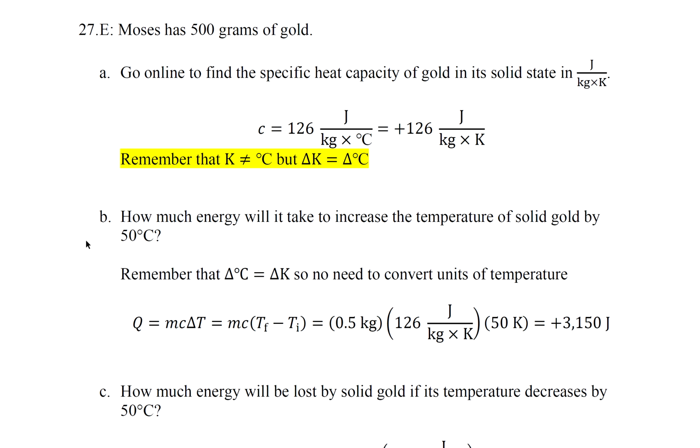Question 27. Moses has 500 grams of gold. Go online to find the specific heat capacity of gold in its solid state in joules over kilograms times Kelvin. It's 126 joules over kilogram Kelvin.